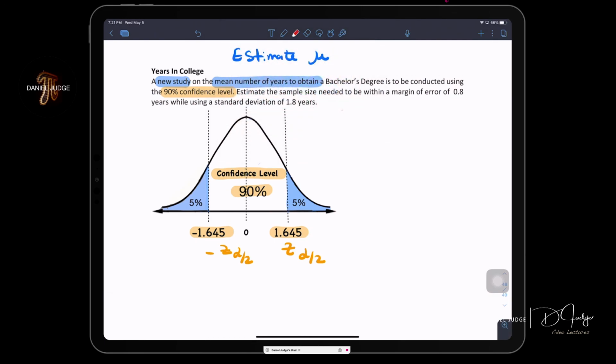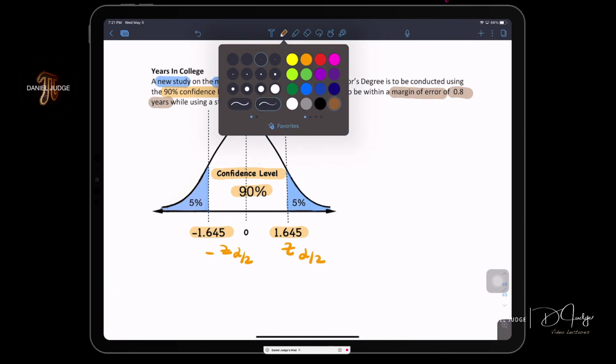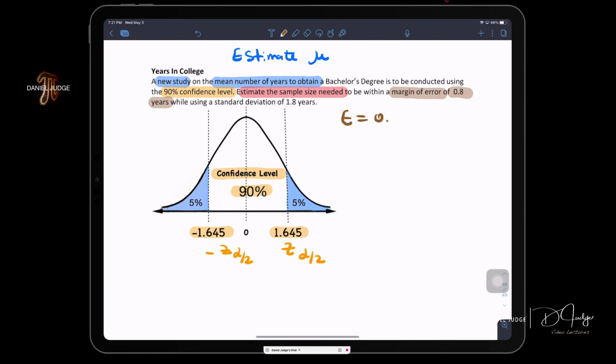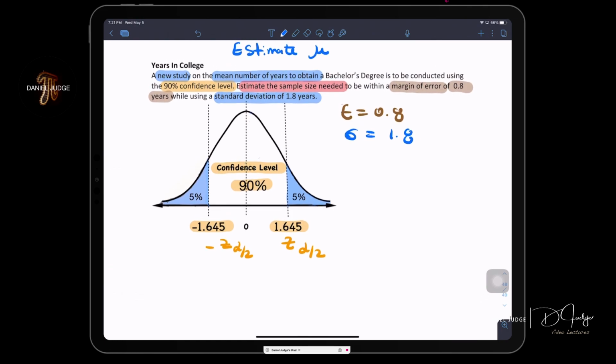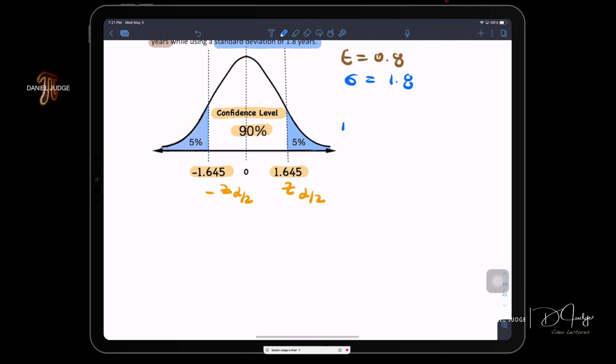They're going to say to estimate the sample size needed to be within a margin of error of 0.8 years. That's not even 1 year. E is 0.8 years. And they say to us, while using a standard deviation of 1.8 years. So sigma would be 1.8. So if we're estimating mu and we want to estimate the sample size, we have to use the formula Z alpha over 2 times sigma over E, everything raised to the second power.